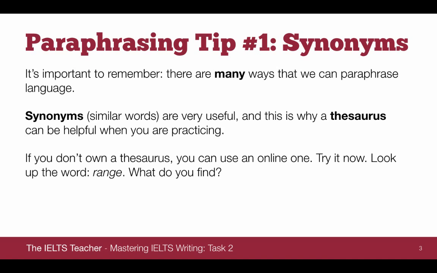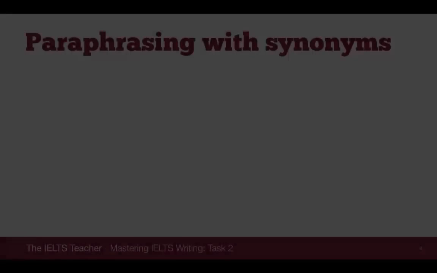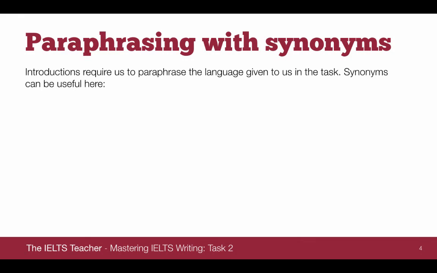So try it now. Look up the word range and then the word synonym. Range synonyms. What do you find coming up? Array, assortment, collection, diversity, mixture, and variety are just a few of the words that appear under the word range. Do make sure you are researching the appropriate context of the word. Range can have a couple of different definitions, so do make sure you're looking at the right context of the word. So how can we use this when paraphrasing?